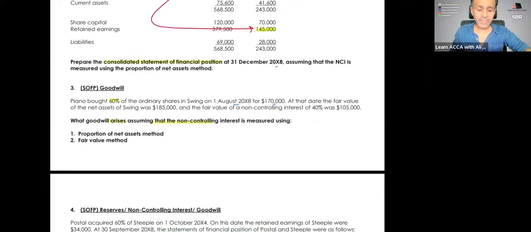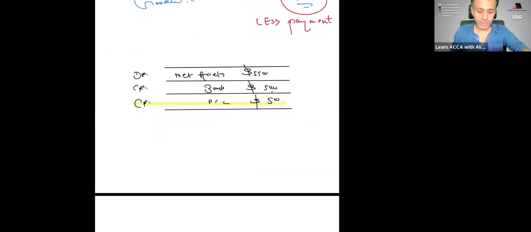The fair value of the net assets is provided. The fair value of NCI is also provided. That's how some questions will provide you with a fair value. So let's work through that pro forma. We've been asked to work out the goodwill.